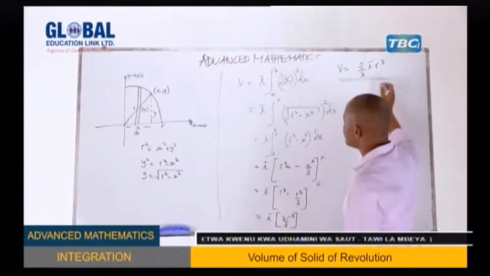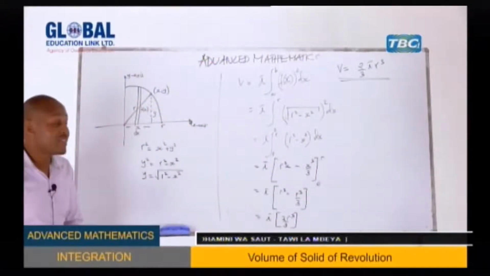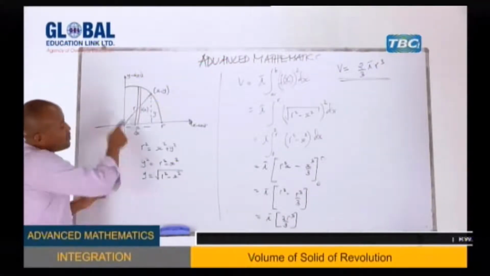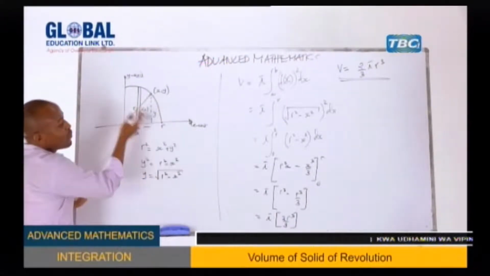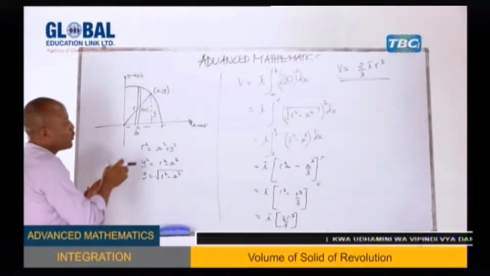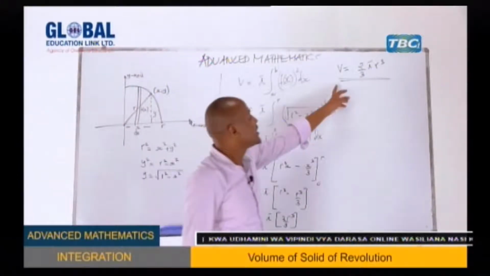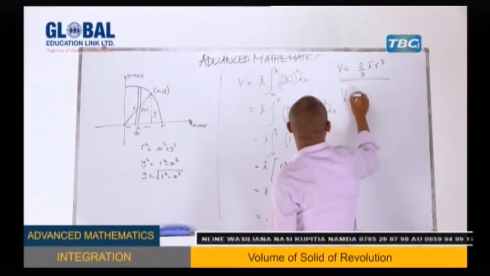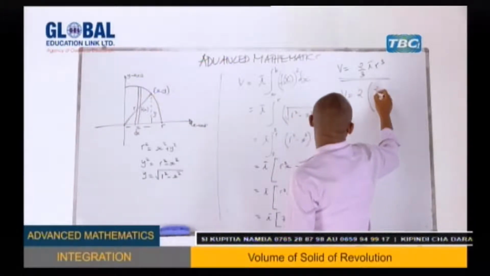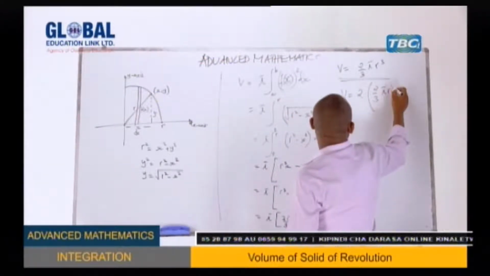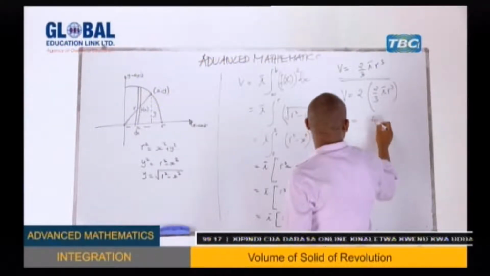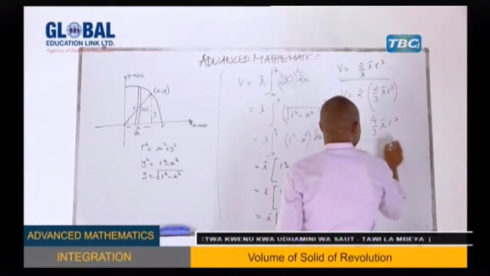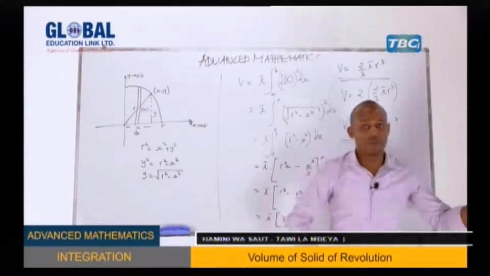Now, this volume we've obtained, as we know, is the volume of the hemisphere. Now we want the volume of the whole sphere, which means this must be multiplied by 2. So let's multiply that by 2. We have 2 times 2 over 3 pi r cubed. That is to say, we have 4 over 3 pi r cubed. That is the volume.